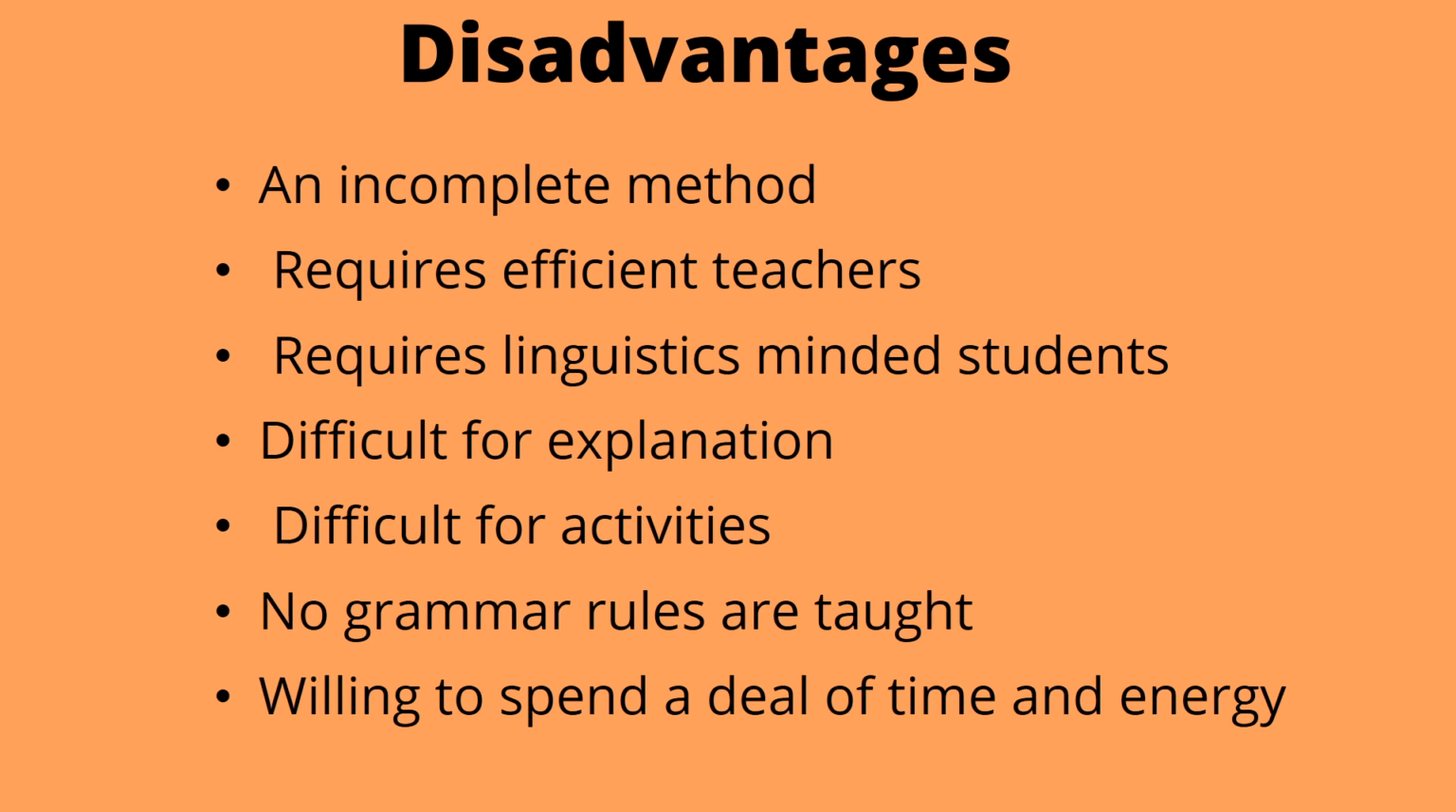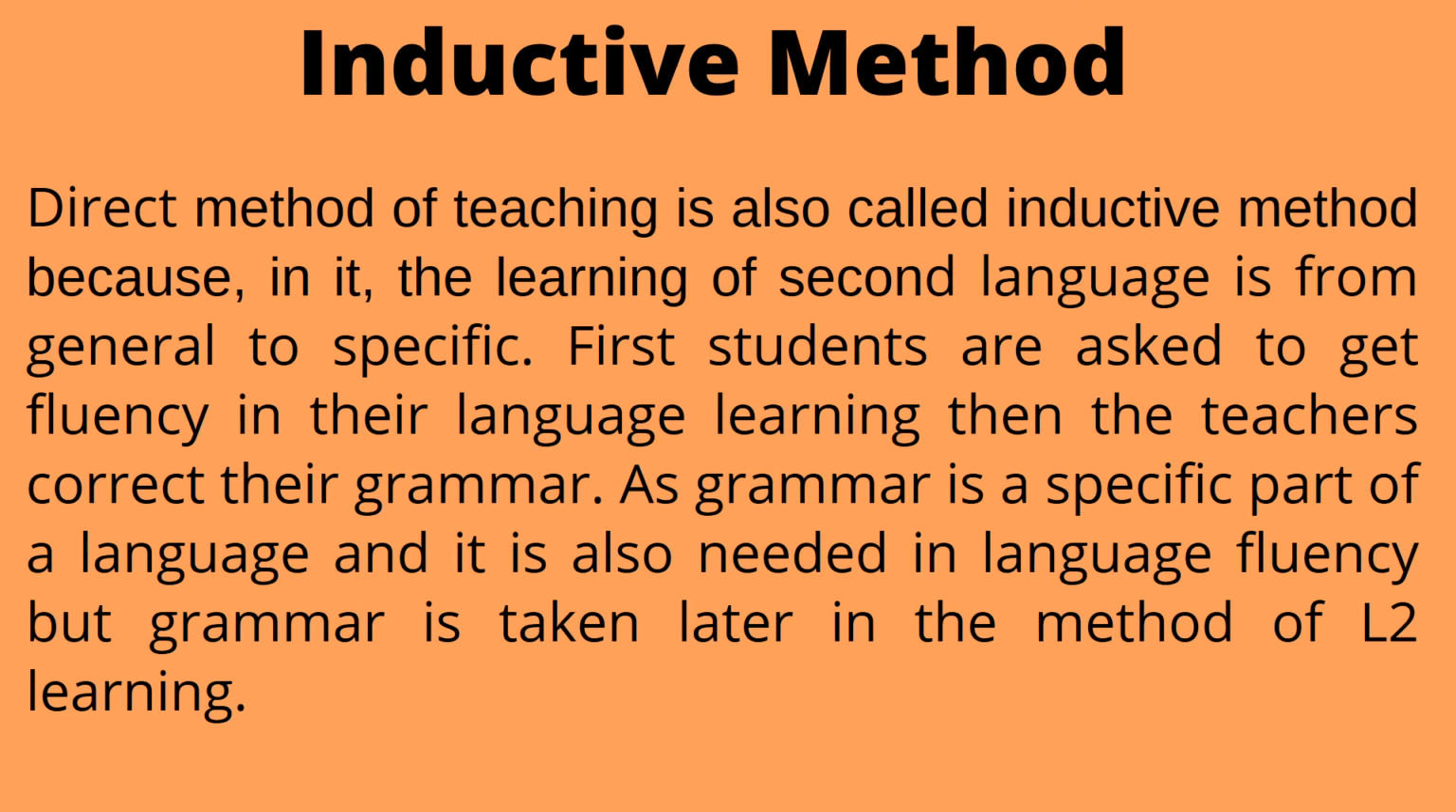It requires students willing to spend a great deal of time and energy. The student must be willing, and if he is not able to spend a good deal of time, he cannot acquire the language. This is an inductive method. That is the last thing to know, because this method of teaching is also called the inductive method. Why is it? Because in it the learning of a second language is from general to specific. In the grammar translation method, you go from specific to general, but here it is general to specific. First, students are asked to get fluency in their language learning, then the teachers correct their grammar.